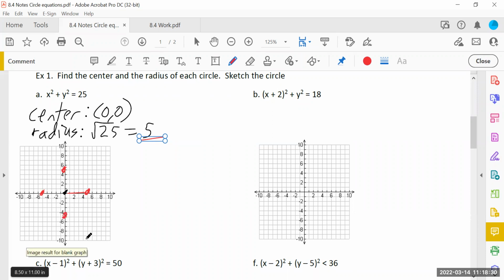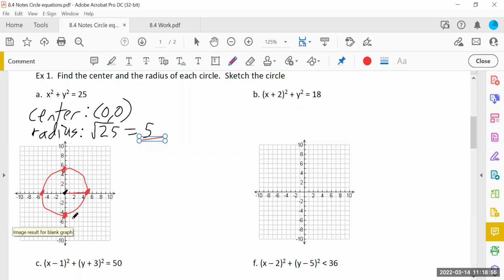Those are 4 points on my circle. And so if I have those 4 points, I can draw my circle through those 4 points. It's not going to be perfect. This isn't an art class, but just get as close as you can to those 4 points and something that looks kind of like a circle. Once you've done that, you're finished.